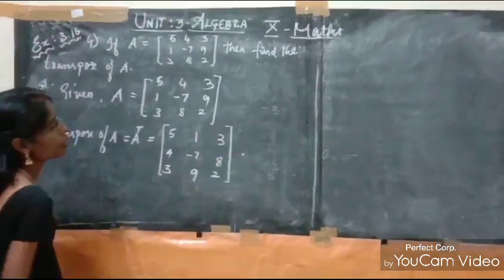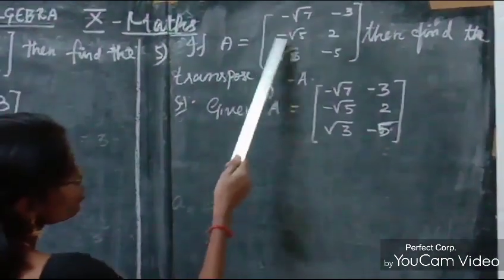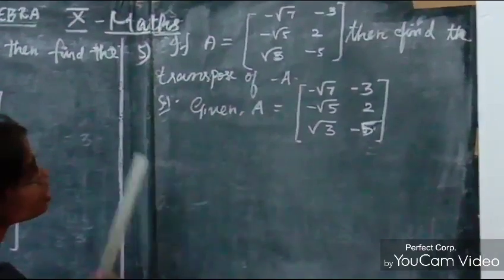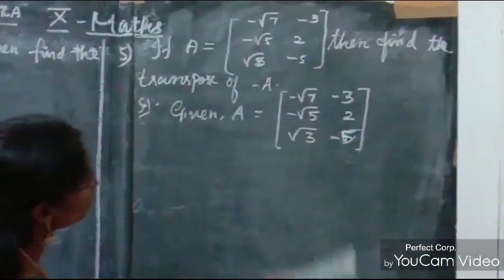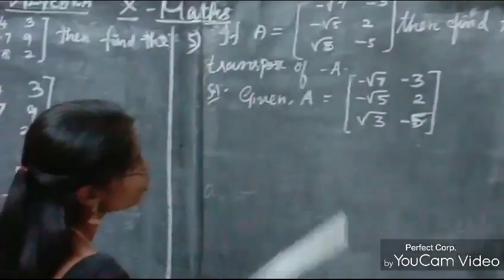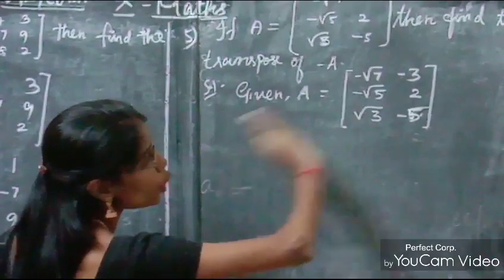That is A transpose. If A is equal to [minus root 7, minus 3; minus root 5, 2 root 3, minus 5], then find the transpose of minus A. So, given A is equal to minus root 7, minus 3, minus root 5, 2 root 3, minus 5. Change the sign for all the elements.